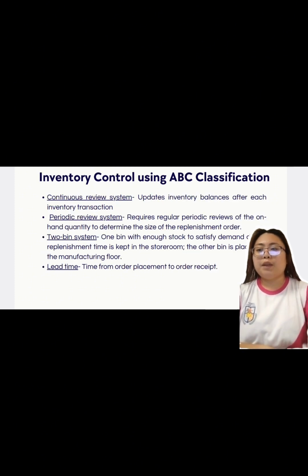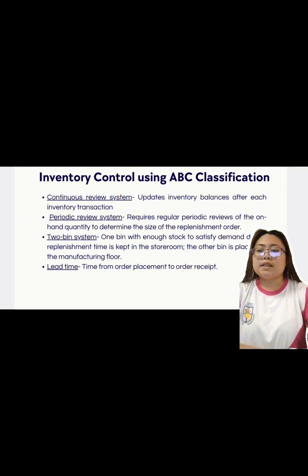Now let's proceed to inventory control using ABC classifications. And we have four classifications. The first one is the continuous review system. The continuous review system updates inventory balances after each inventory transaction. And the second one is the periodic review system, which requires regular periodic reviews of the on-hand quantity to determine the size of the replenishment order. And the third one is the two-bin system.